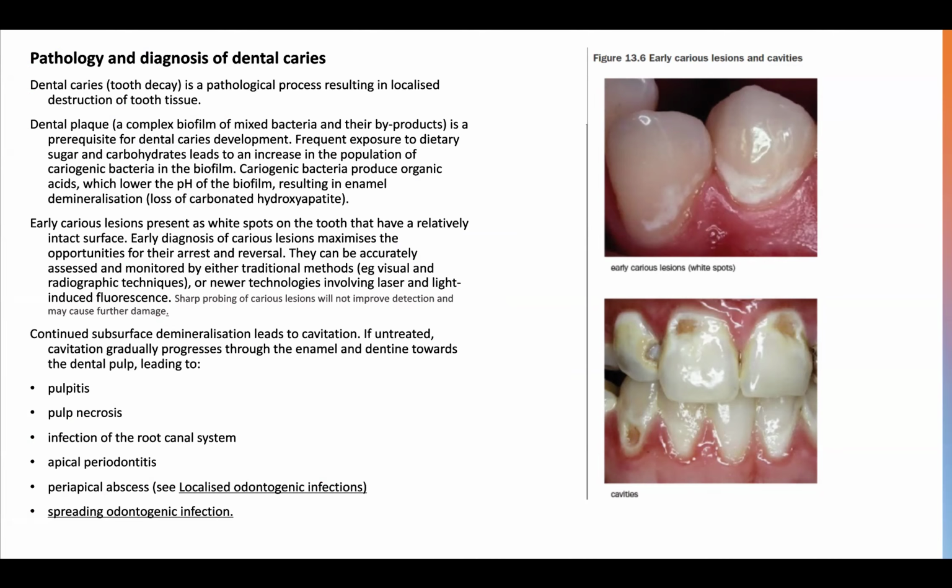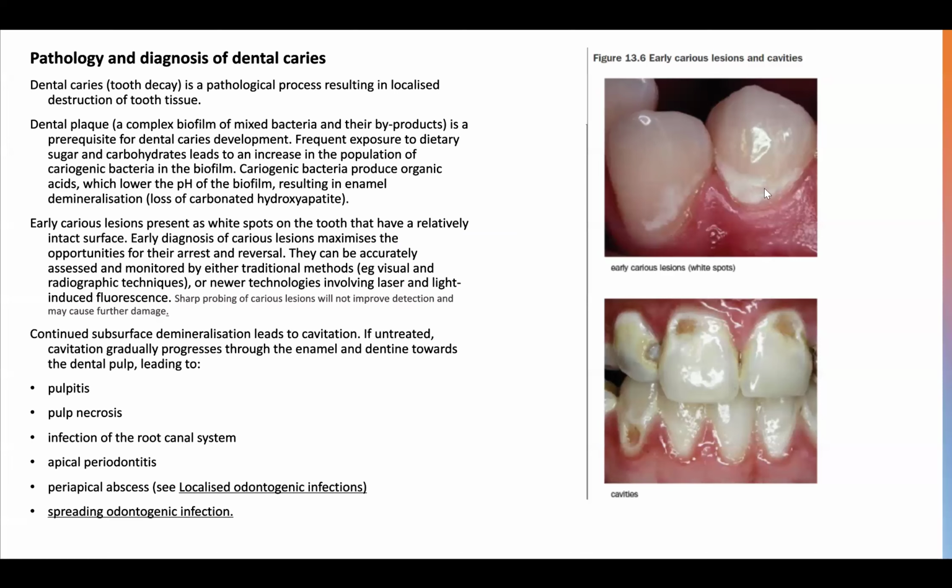So, we know dental caries is a pathological process resulting in localized destruction of tooth tissue, very easy to follow. Plaque is a complex biofilm of mixed bacteria and byproducts, and plaque is always a prerequisite for dental caries development. What are the etiological factors? Frequent exposure to dietary sugar, carbs, and anything which is acidic in the diet. Everything is related to dental caries, right? Early carious lesions will begin as white spots on the tooth that have a relatively intact surface. Early diagnosis is very important to arrest the lesion and reverse it.